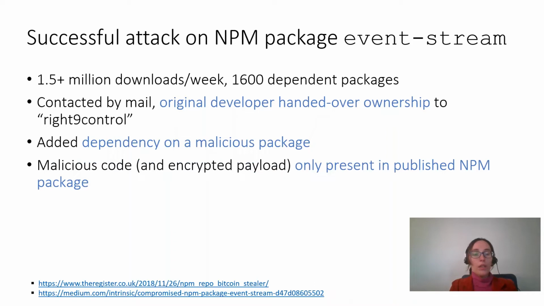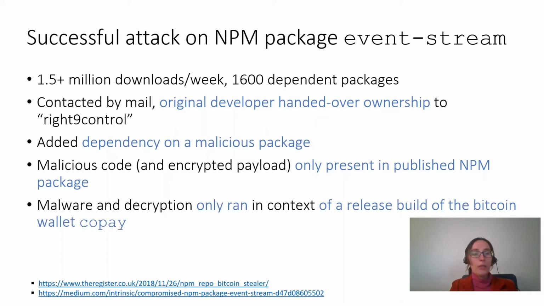And if this was not enough, the malicious code was not part of the source code. So even reviewing the sources of the project that was added a dependency would not have helped because the malicious code was only present in the package that was published in NPM. And this is already a good hiding, but in fact, there is one more step because the malware would only run in a specific context. So it would only run in the context of a release build of the Bitcoin wallet copy. So this example already shows to which extent attacker may go to hide and have their malware run.